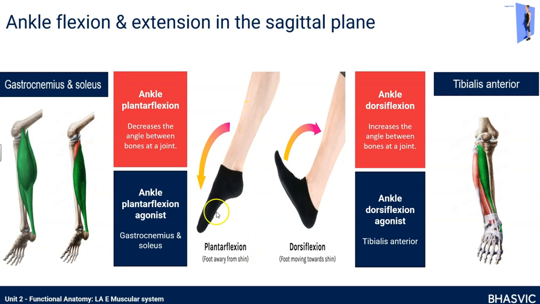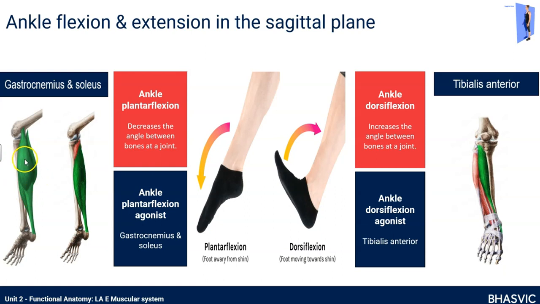So, when the ankle angle is increased, i.e. when you're pointing your toes, this is plantar flexion. The agonist for plantar flexion is the gastrocnemius muscle. This is the larger of the two calf muscles.